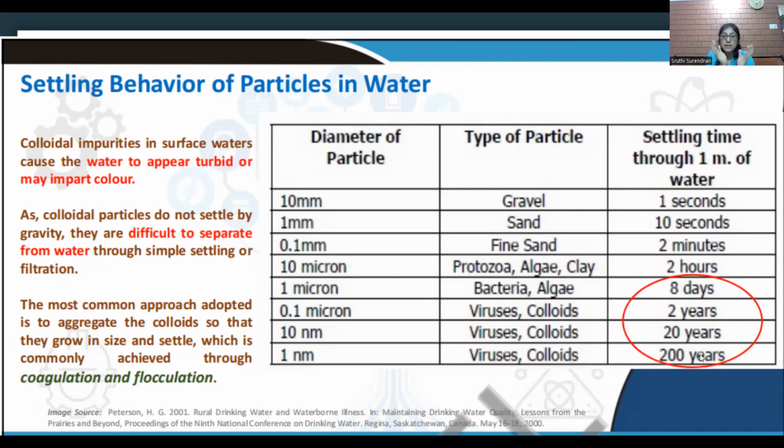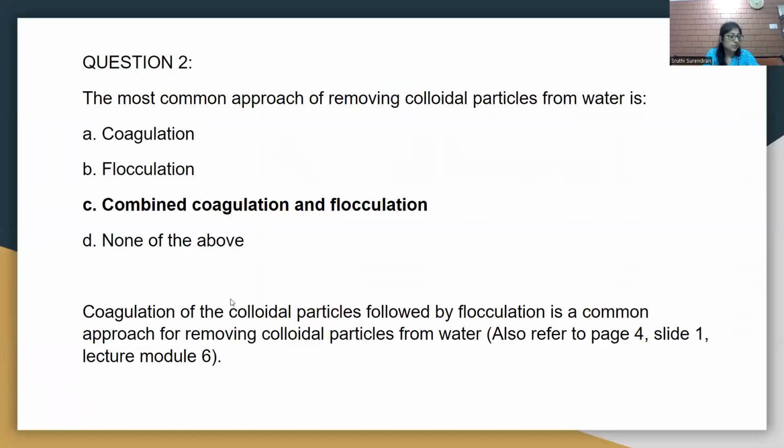It is not enough to keep it for settling, because these particles are not going to settle majorly due to the electrical charge, which keeps the particles in motion. So for such particles, it is necessary that we adopt processes like coagulation and flocculation. So the answer for this question is going to be coagulation and flocculation.